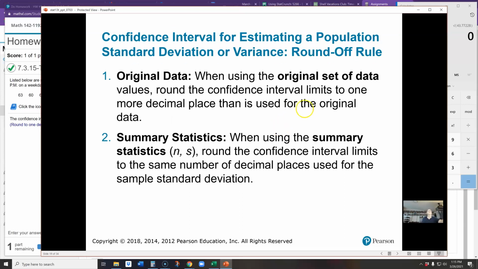Okay, so then they have a round-off rule. Anyway, I'm going to stop the slideshow here, and I'm going to switch over and look at what it looks like to do this in a homework problem.